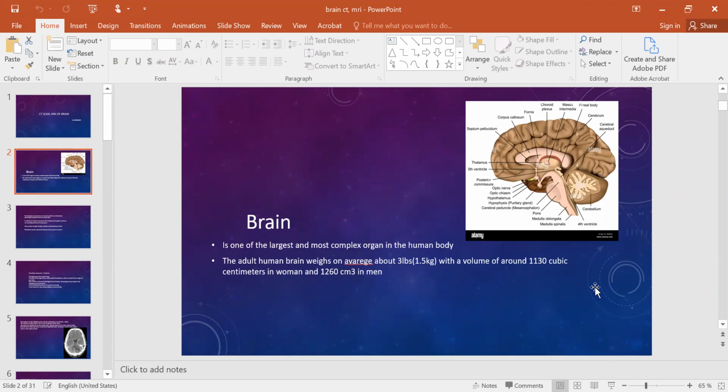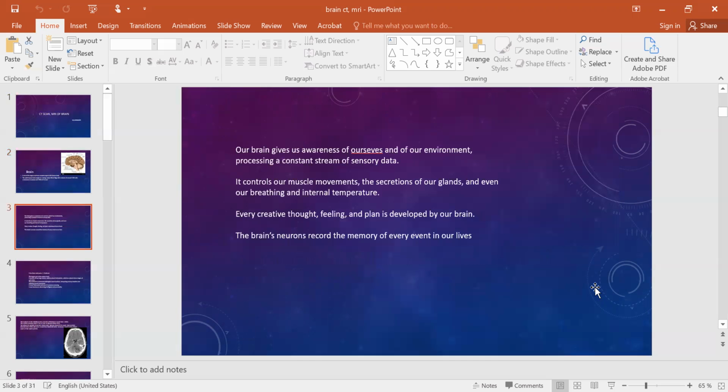The brain is one of the largest and most complex organs in the human body, and the adult human brain weighs on average about 1.5 kilograms with a volume of around 1,130 cubic centimeters in women and less in men. Our brain gives us awareness of ourselves and our environment.